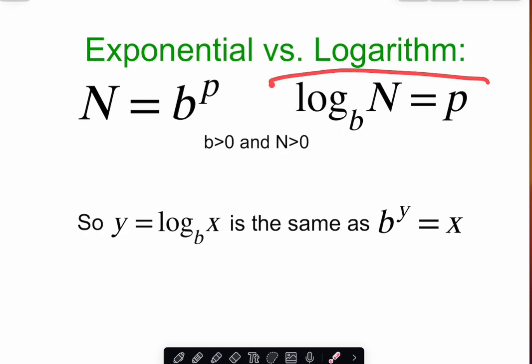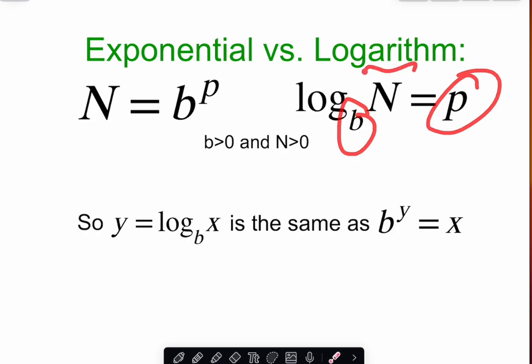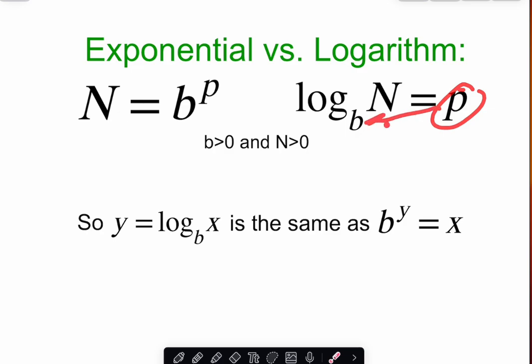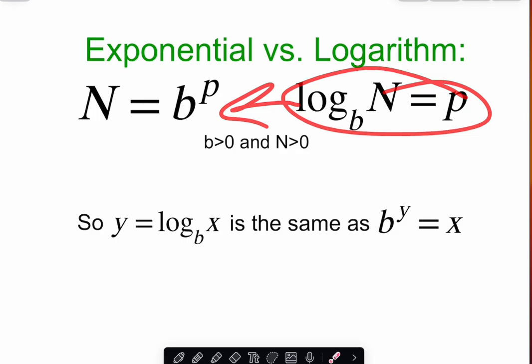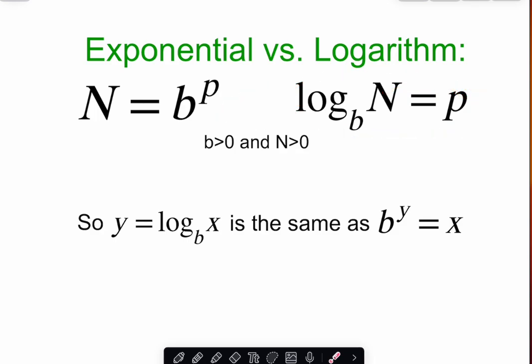Okay, so let's talk about this notation. You read this as log base b. And we say the log base b of some number equals a power. What power would I put on this base to get this number? And we can see this here. We can take exponentials and rewrite them as logarithms. We can take logarithms and rewrite them as exponentials. It depends upon what we're trying to accomplish.